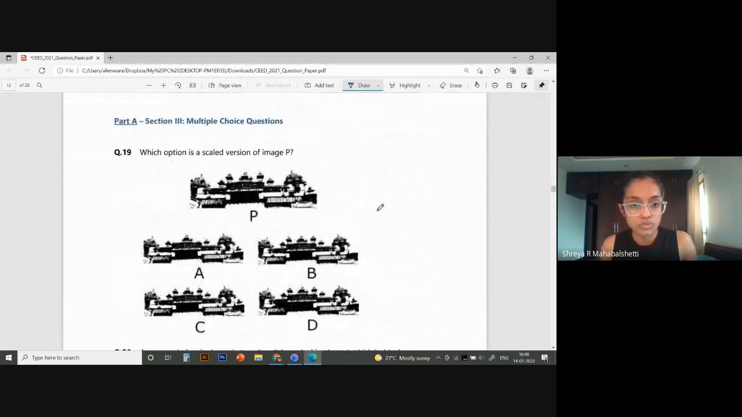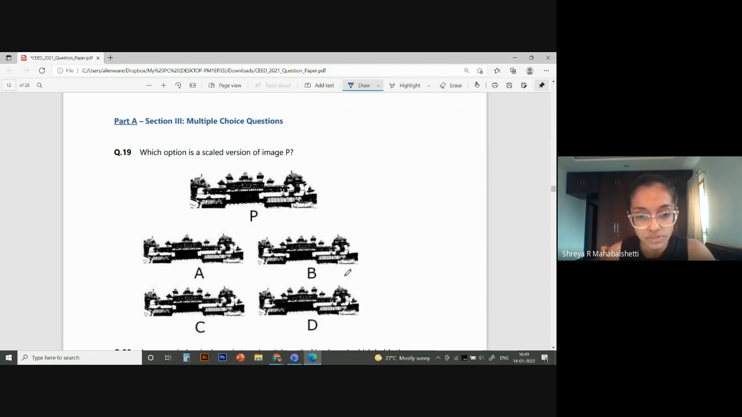Okay. So coming to section 3, which option is a scaled version of image B? Here in section 3, the whole game is about knowing your options more than knowing your question. You have to compare options. You have to compare options with the question. Sometimes even when you do not have any knowledge about the question, just look at the options. Just look at what could be a possible feasible answer to this.